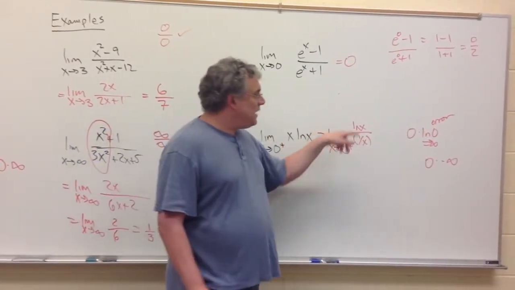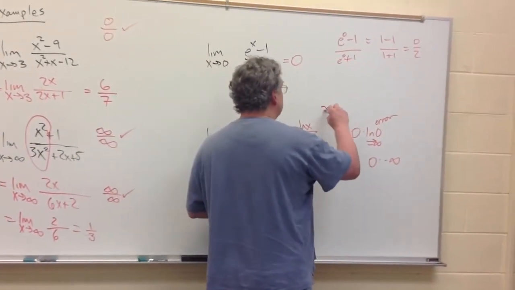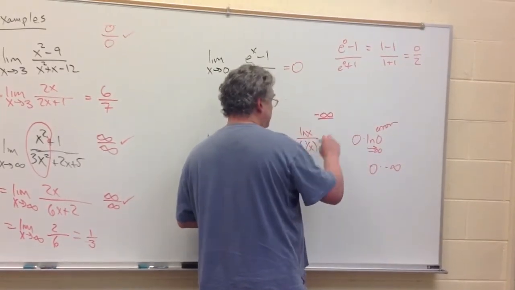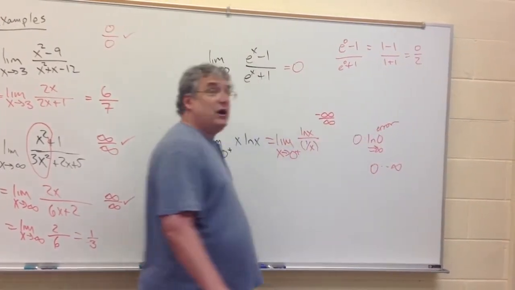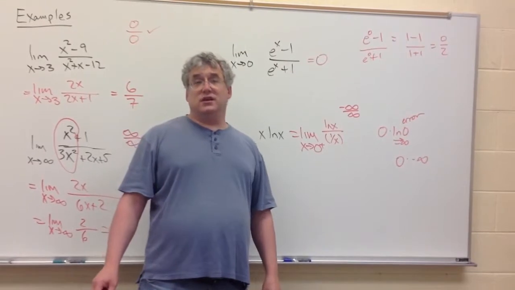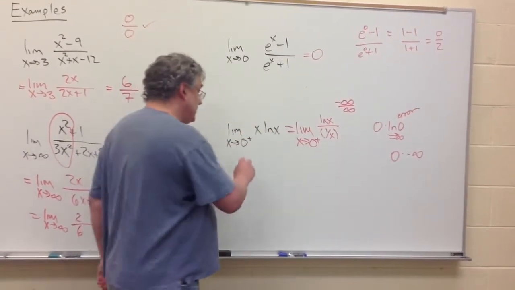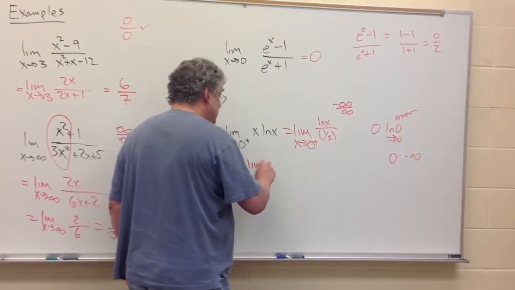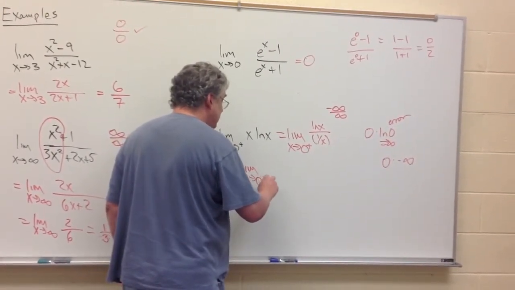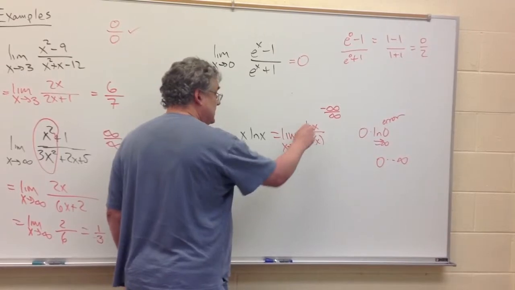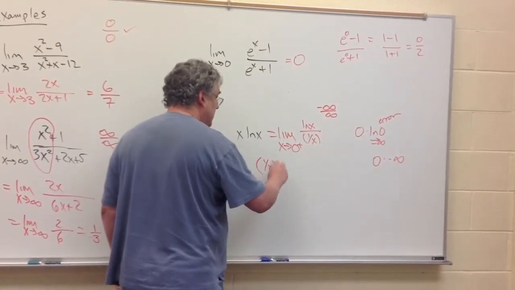And now, what's the top? Minus infinity. And the bottom is positive infinity. This is now an indeterminate form that L'Hôpital's rule can use. It's very hard to do this one directly, but with that, we can now do it. Because we can take the derivative of the top and the derivative of the bottom and plug them in. The derivative of the natural log of x is 1 over x.